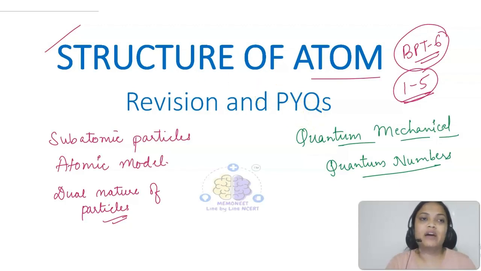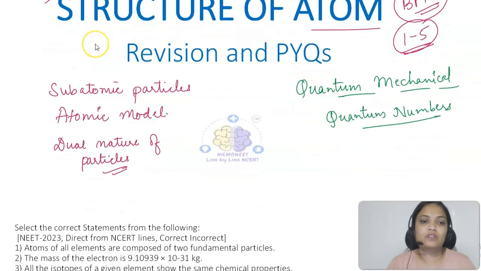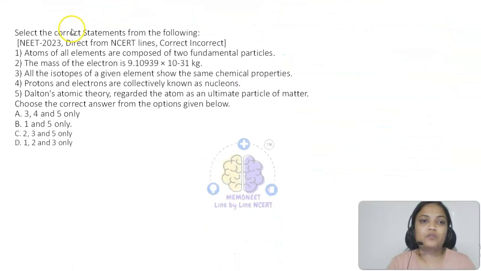Okay, so I have my first PYQ here with me. The question is, students: select the correct statement from the following. This question has been asked in NEET 2023 and it is direct from your NCERT lines. So 5 statements are given. Atoms of all elements are composed of 2 fundamental particles. Mass of electron is 9.10939 into 10 to the power minus 31 kg.